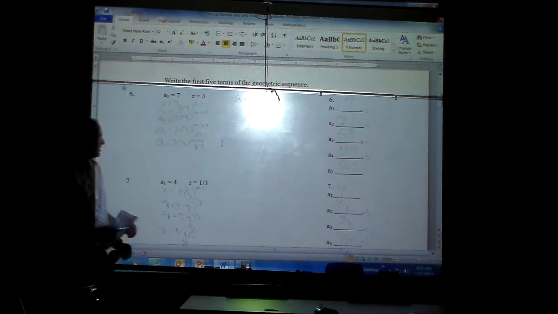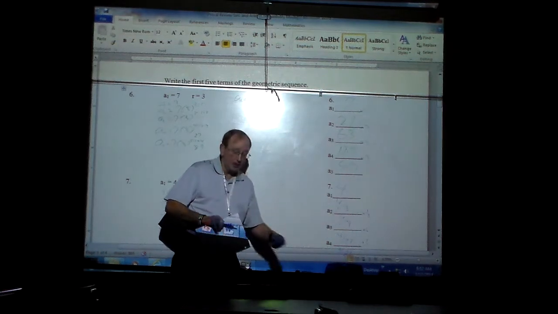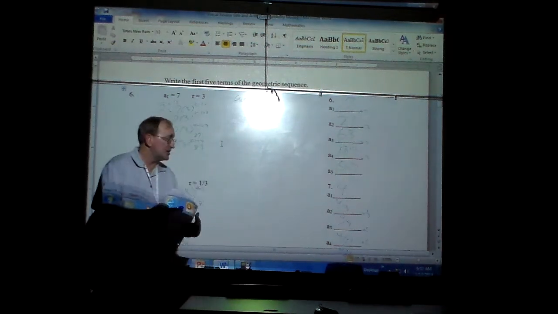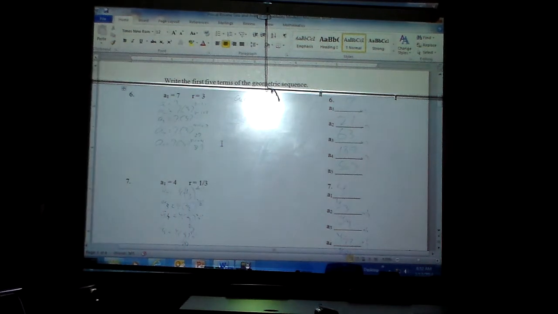But I think it was a lot easier once you have that first term. If you're just finding the first 5 terms, you just multiply it by the ratio that is given. That's probably the easiest way to do that. Or you can plug it into the formula, the first term times the ratio to the n minus 1 term.